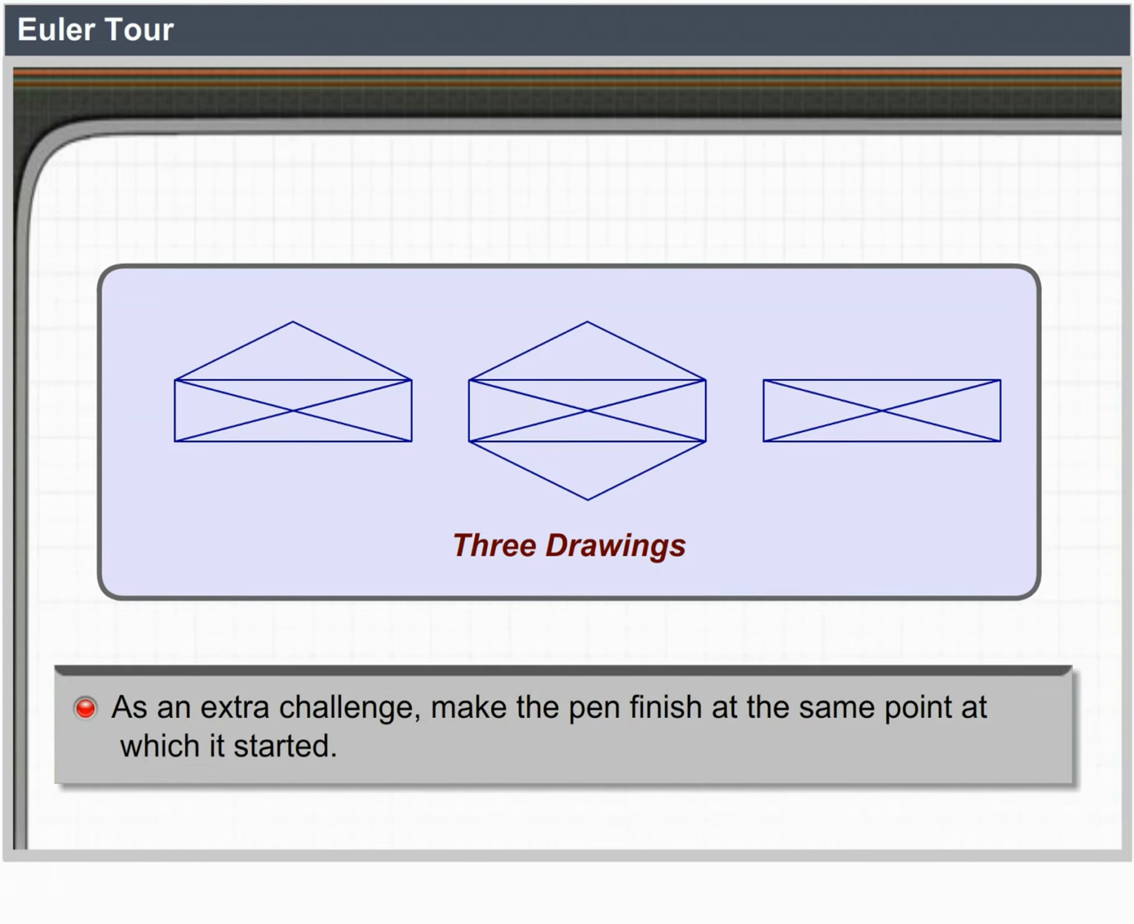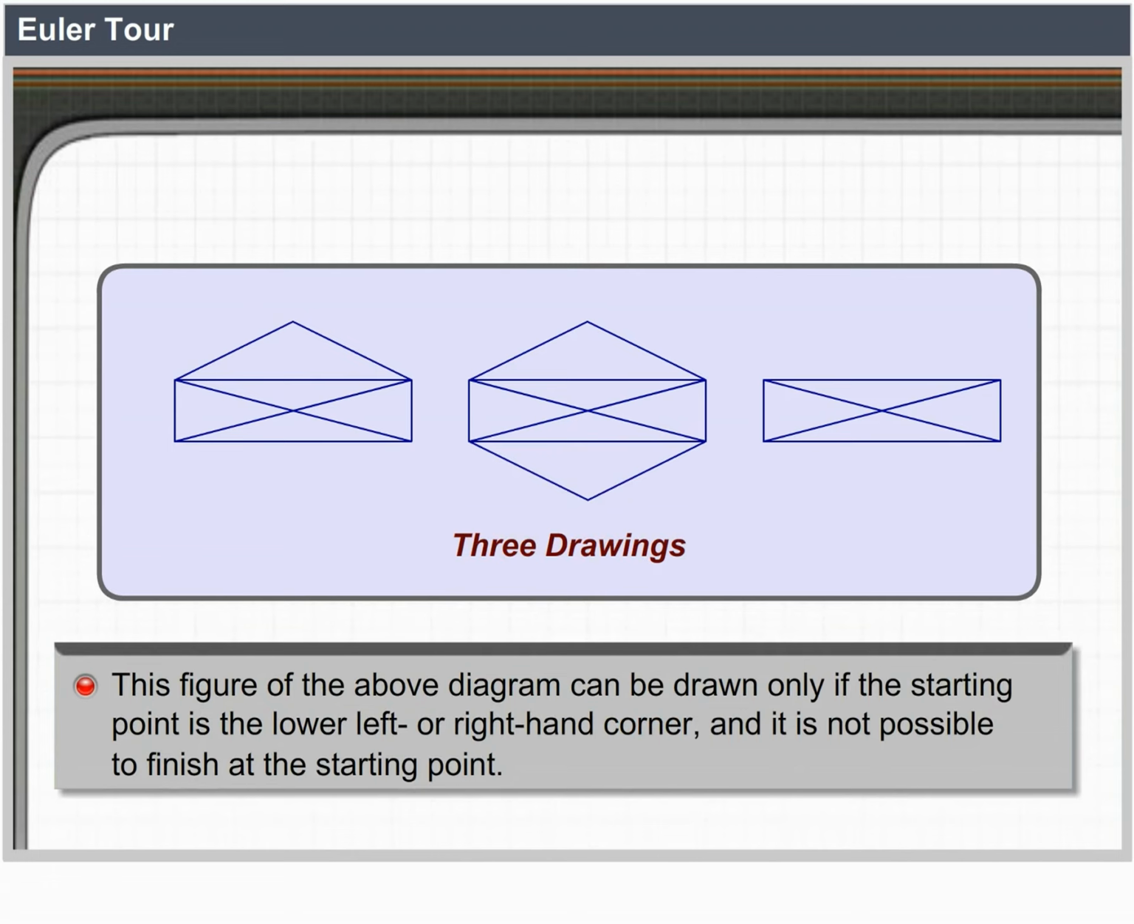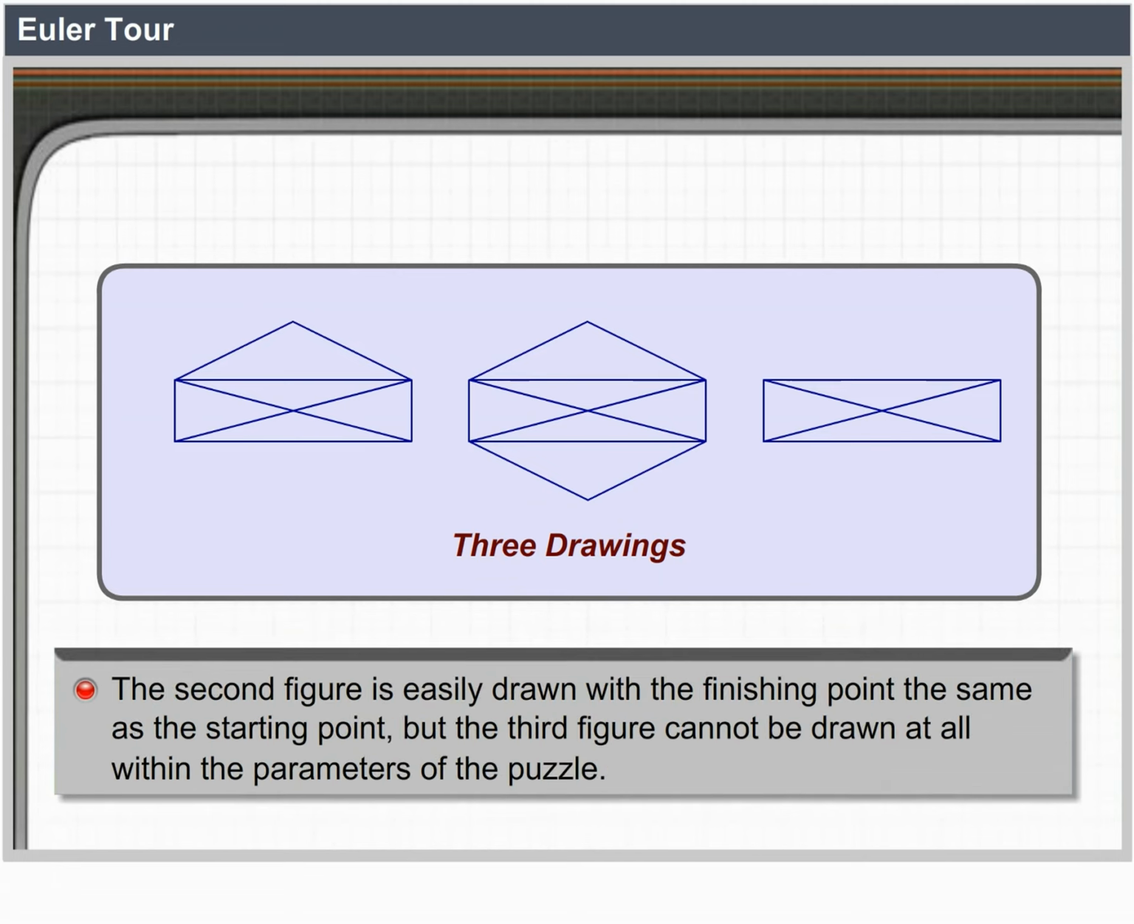This figure, the first figure of the above diagram, can be drawn only if the starting point is the lower left or right hand corner, and it is not possible to finish at the starting point. The second figure is easily drawn with the finishing point the same as the starting point, but the third figure cannot be drawn at all within the parameters of the puzzle.